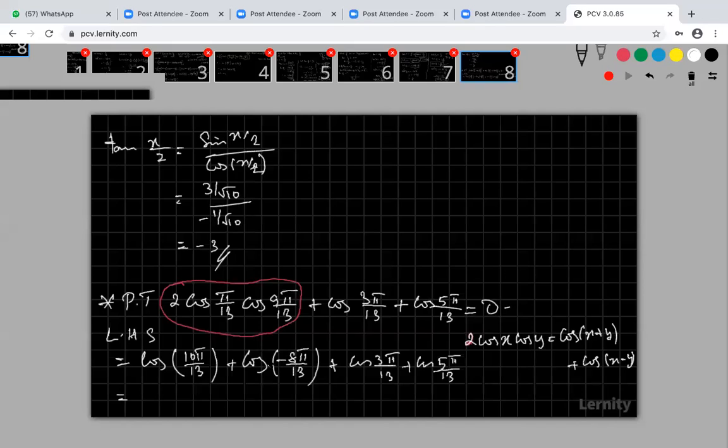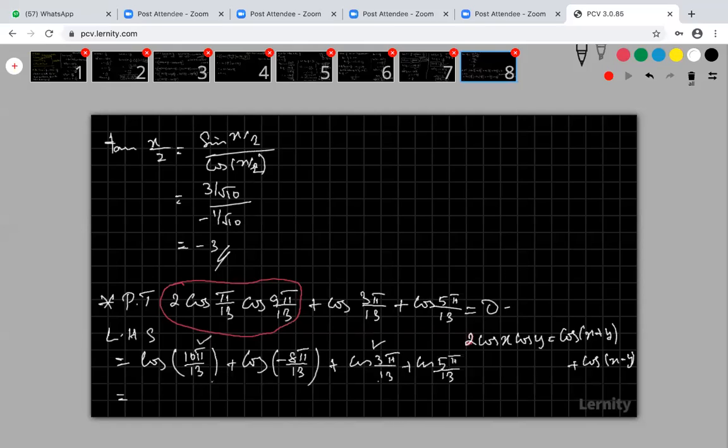So now I am just rearranging the terms. Why? Because look, here 10 pi by 13, here 3 pi by 13. If you add the numerators, 10 pi and 3 pi, you will get 13 pi. So I'm going to rearrange these two terms.